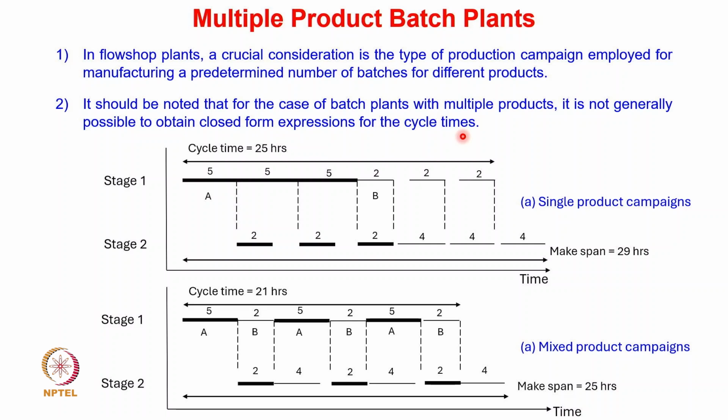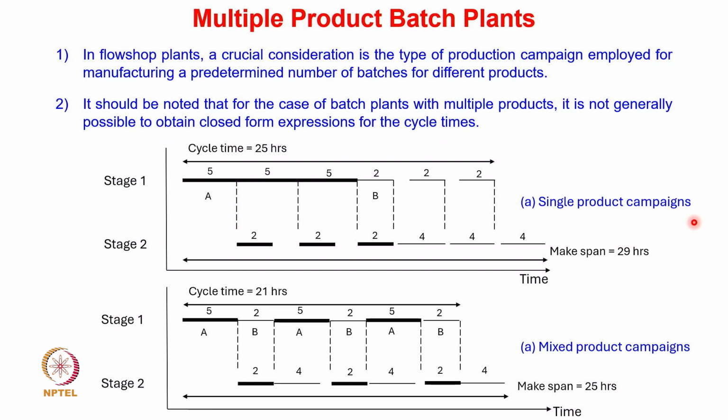You can see that different campaigns are shown in figure 1, figure A and figure B. In figure A, single product campaigns are illustrated. Here you can see that there are two types of products, A and B. Initially we are producing only A, and then B is produced. So this first figure basically represents 3 batches of A followed by 3 batches of B.